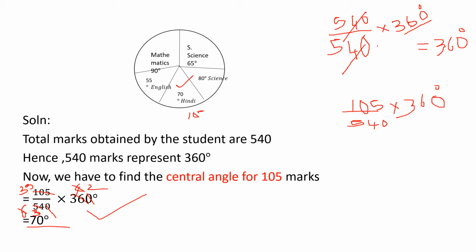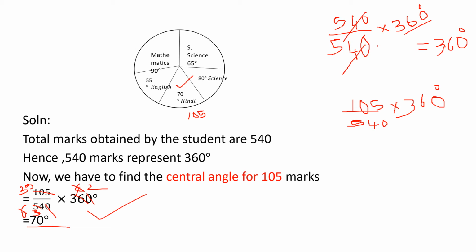Understood? So in the question they have given a pie chart also. In the pie chart they have marked the angles. So we have found out the central angle for 105. So we got 70 degree. So where is 70 degree in this pie chart? Here. So for Hindi, the student has scored 105 marks.